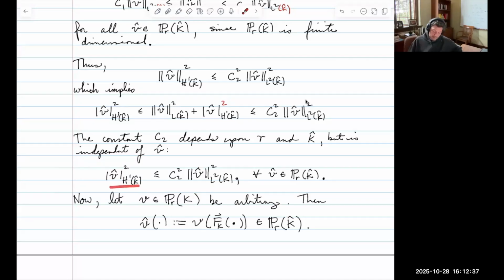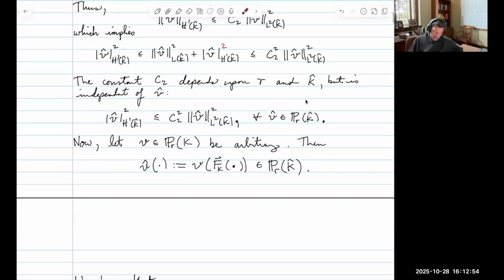The H1 semi-norm is controlled by the L2 norm. Okay? And there's no H here because on the reference triangle, what is H? H is really square root of 2. It doesn't matter. It's like we could rescale it to 1 if we wanted to.